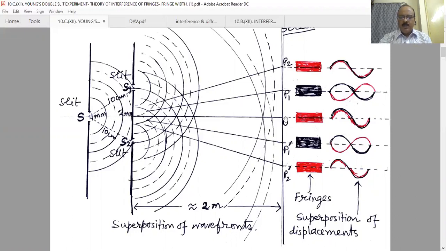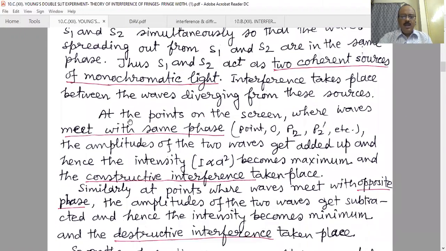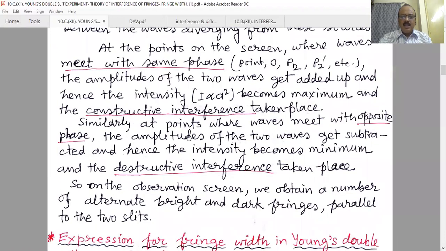At the central point O, the light waves incident are all in the same phase, therefore they make a constructive interference pattern. Now, at points on the screen where the waves meet in the same phase, as for example O, P2 and so on, the amplitude of the two waves gets added up, and hence the intensity, which varies as the square of the amplitude, becomes maximum, and constructive interference takes place. Similarly, at points where waves meet in opposite phases, the amplitudes get subtracted, and hence the intensity becomes minimum, and destructive interference takes place.